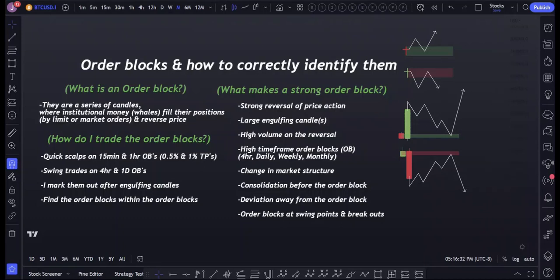But until the next video, please start just identifying the most simple and obvious ones that are out there, and you'll start to find them with no problem, and it will make it easier for you to understand and identify the part 2 video of order blocks.